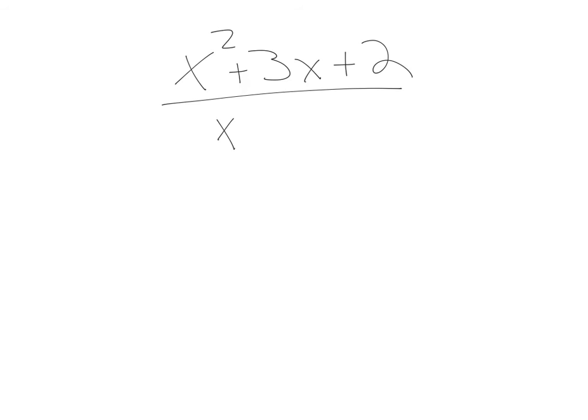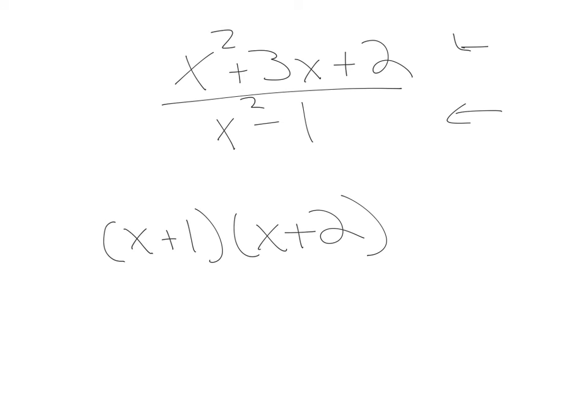Lastly, you might have to do more factoring than that. You might have to factor out a trinomial. Let's look at this example: x squared plus 3x plus 2, and we're going to divide that by x squared minus 1. We need to factor both the top, the numerator, and the denominator. The numerator is a trinomial that we can factor out to x plus 1 and x plus 2. Those are the binomials that the top trinomial factors out to. The bottom is a difference of squares, so it's x plus 1 and x minus 1.